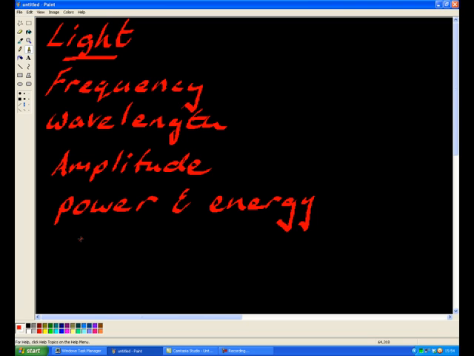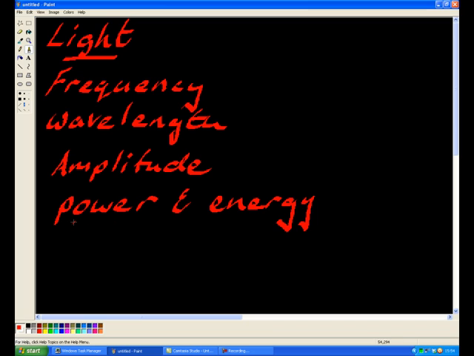And when we're talking about the different units, we may be talking about the frequency of the light, the wavelength of the light, the amplitude of the light wave, and also the power and the energy. So we need to look at all these things together and roughly get an idea of how they are related to each other, because they are actually related to each other.